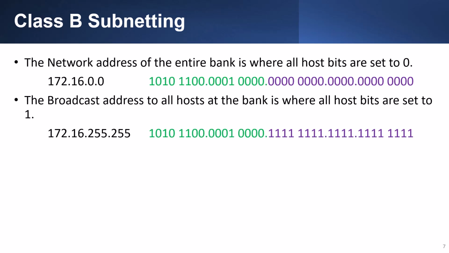The network address of the entire bank is where all host bits are set to 0, as shown on the screen, which is equivalent to 172.16.0.0. The broadcast address to all hosts at the bank is where all host bits are set to 1, as shown on the screen, and the broadcast address is 172.16.255.255.